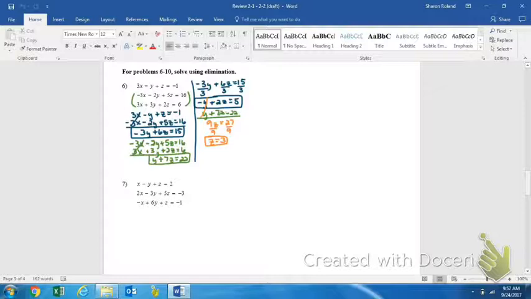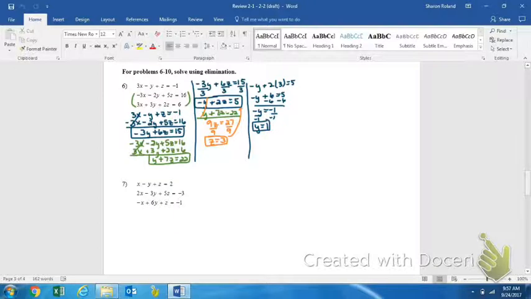So I'm going to plug that back in to this equation. And so that's -y plus 2 times z, which we know to be 3, equals 5. -y plus 6 equals 5. And subtract 6 from both sides. -y equals -1. Therefore, y equals 1.